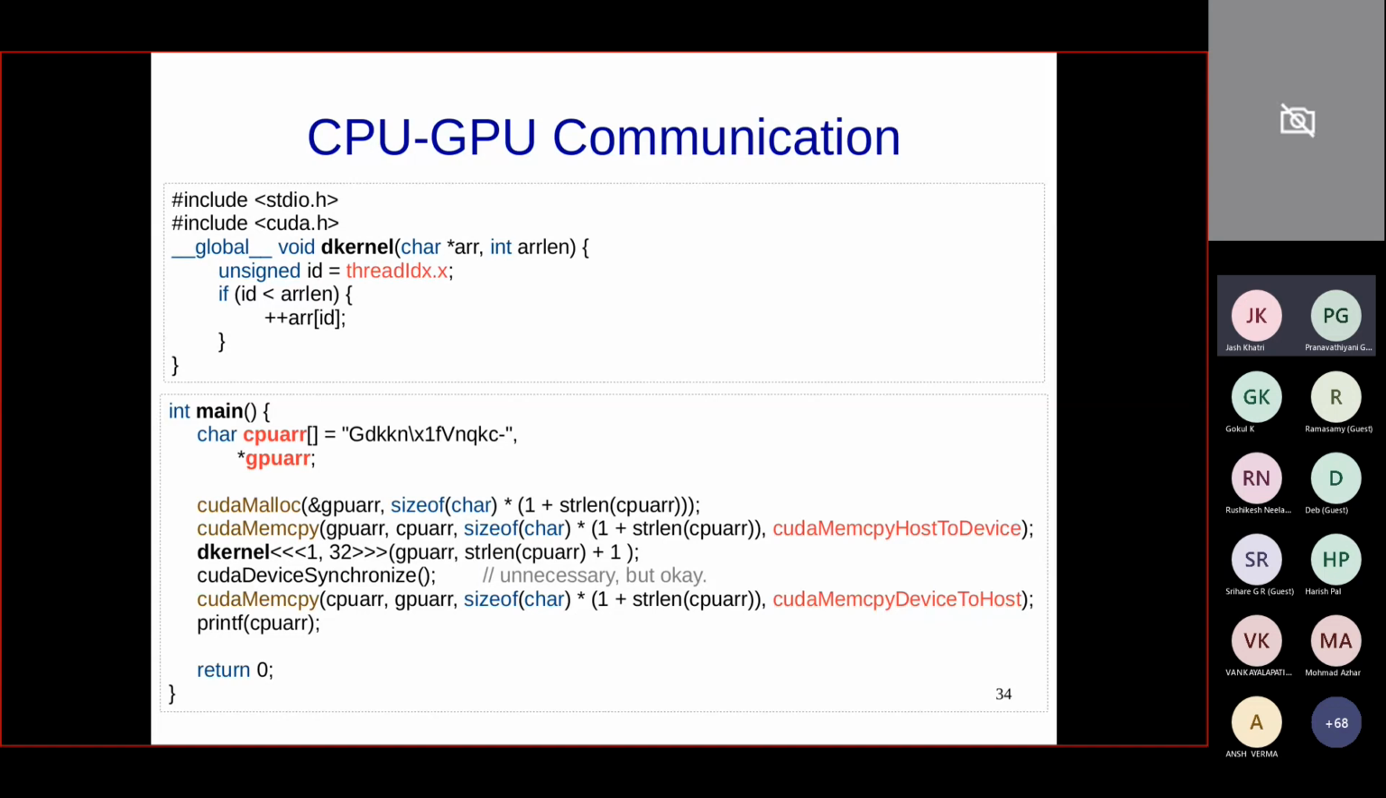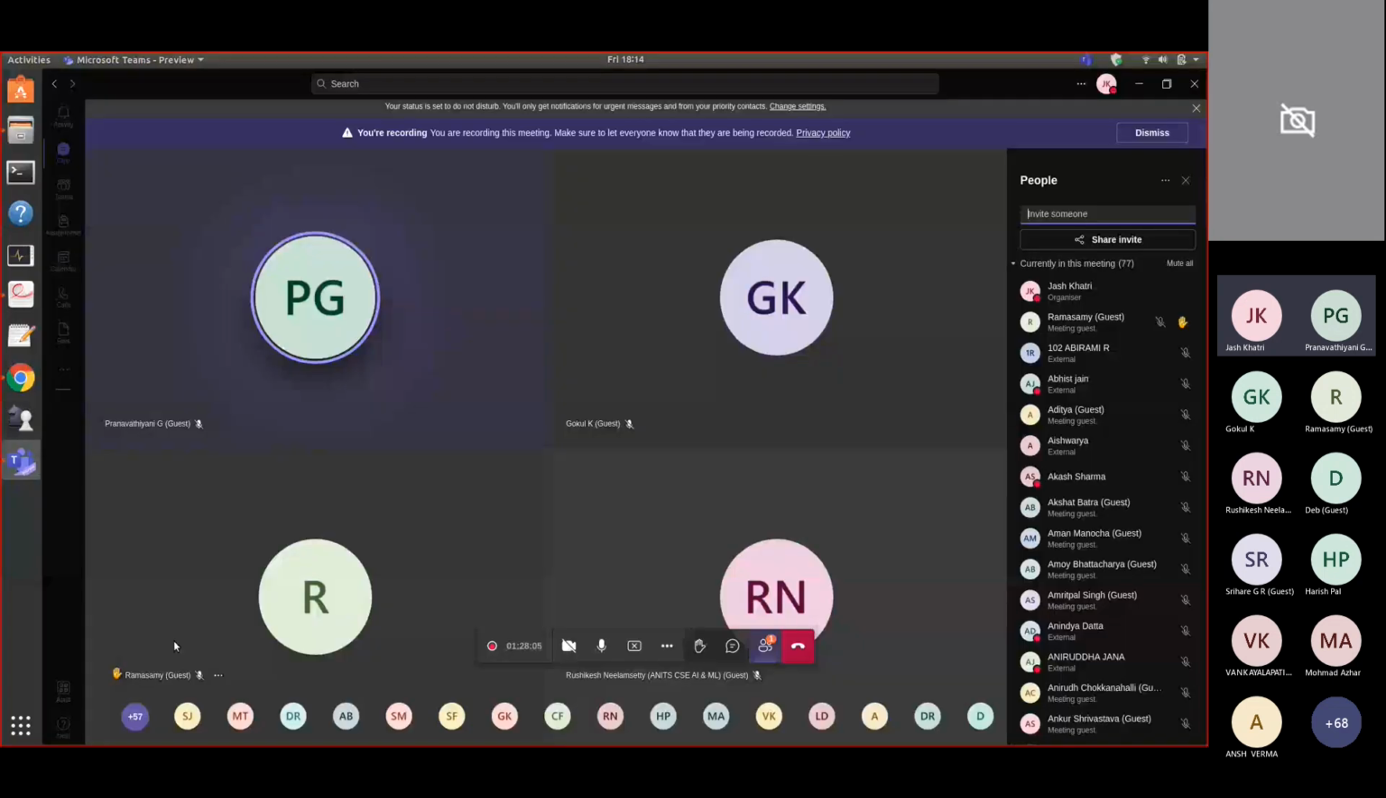Someone has raised a hand. Okay. Do you have any doubt, Ramasamy? You have raised your hand. Hello. Yeah, please go ahead. You people are raising hands; you can just directly unmute yourself and ask if you want.